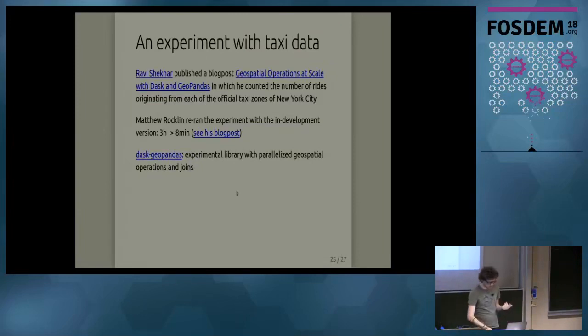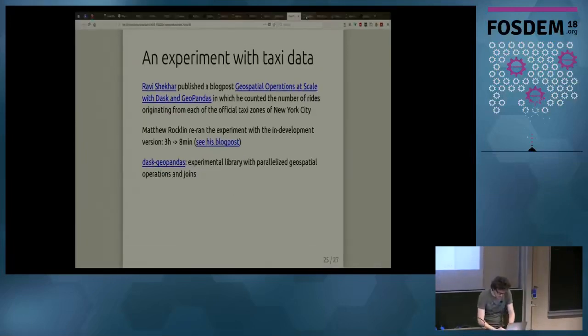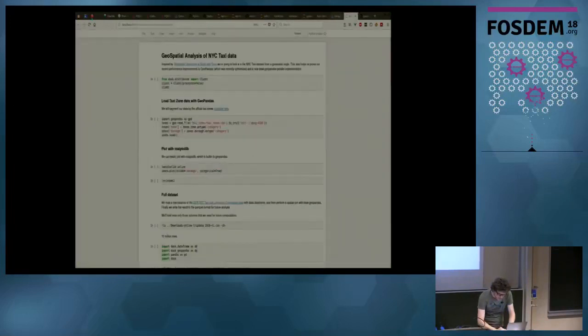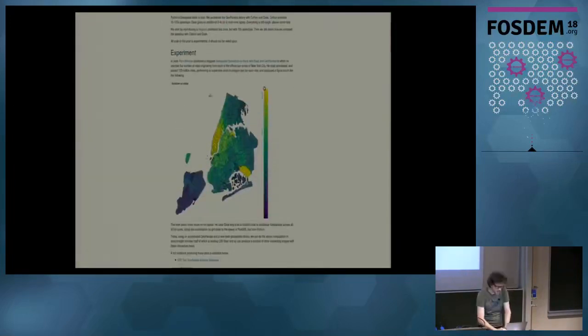So I will almost stop, so there's still some time for questions. But I would like to show you, just to also get an idea, the final plot they made. For each taxi zone, the color gives the amount of trips that were started in that zone.